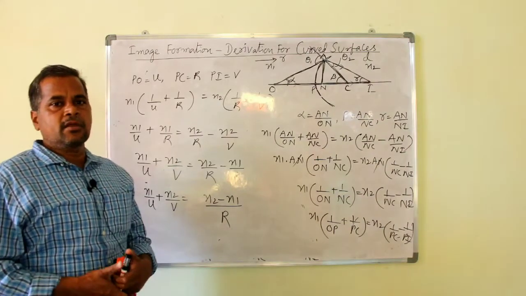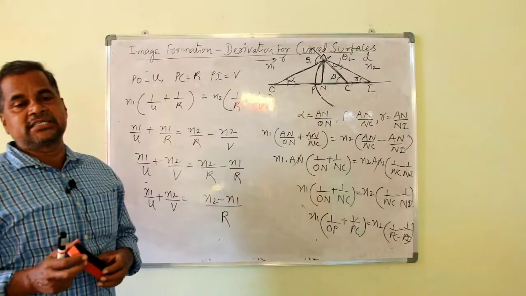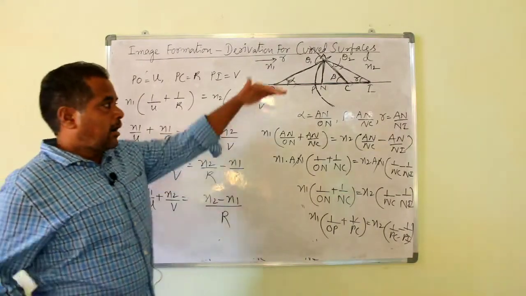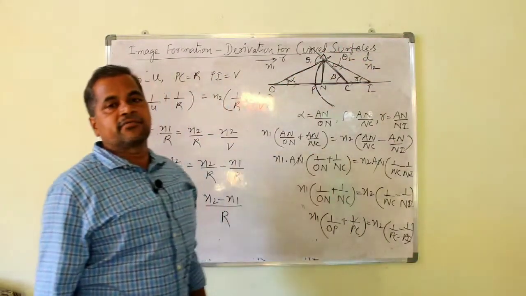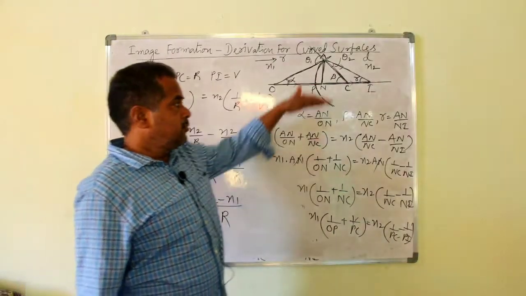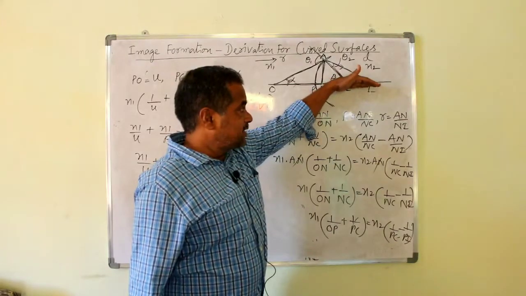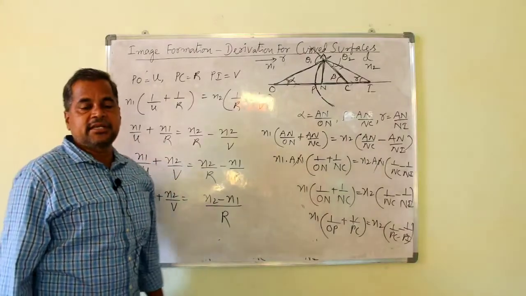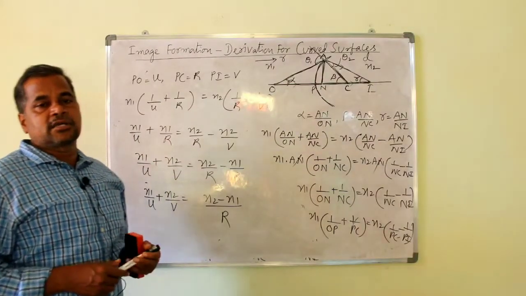Third one. While measuring the heights of the objects or heights of the images above the principal axis, we take positive signs for those values. While measuring the heights of the objects or heights of the images below the principal axis, we take negative signs for those values. These are the three sign conventions.